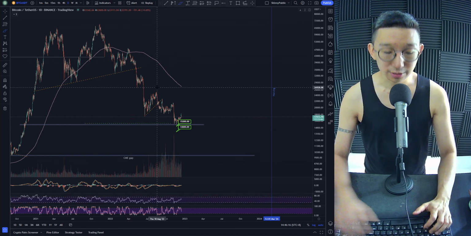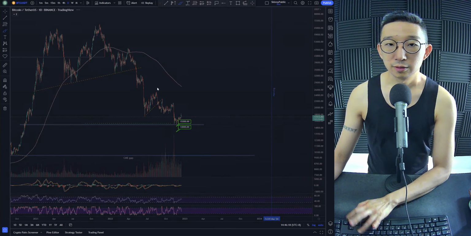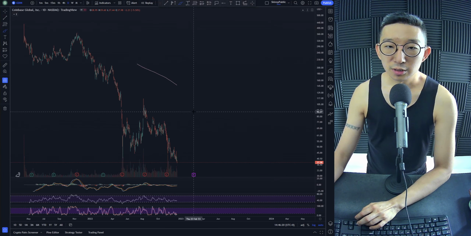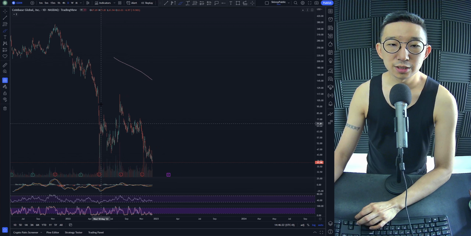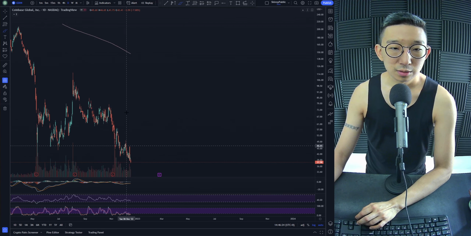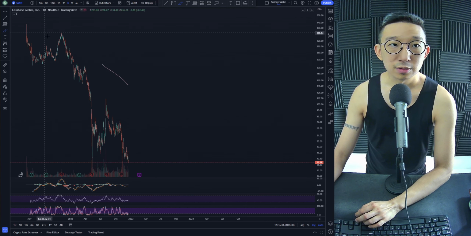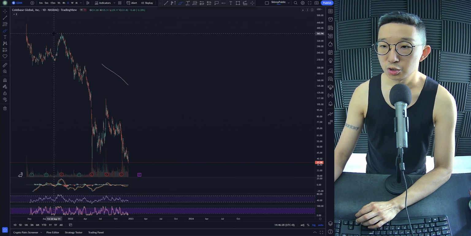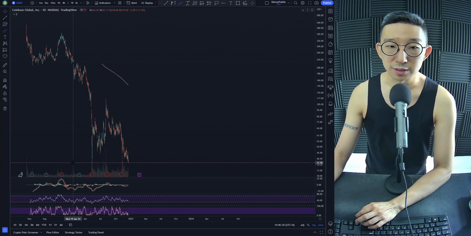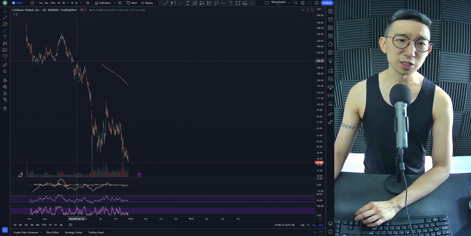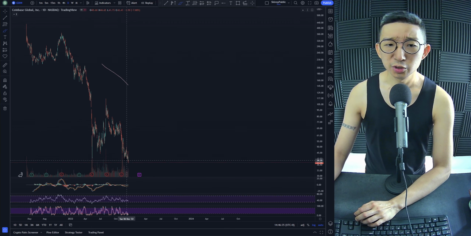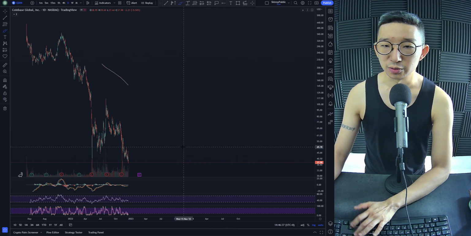Okay, let's just take a quick look at Coinbase. For Coinbase, yeah, I don't see it. I'm not sure what's happening with Coinbase. What a collapse. 300 to 37. This is 90%. And Coinbase is correlated to Bitcoin. Until Bitcoin starts reversing, Coinbase is going to continue dropping.